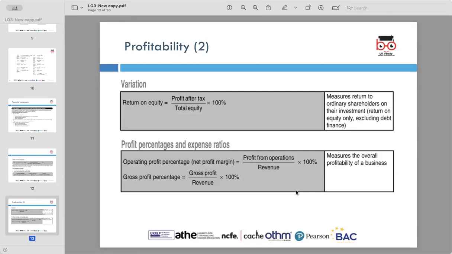Profit percentage and expenses ratios. Profit percentages such as operating profit percentage, net profit margin, and gross profit percentage provide insights into different aspects of profitability. Operating profit percentage measures the percentage of revenue that remains as operating profit after deducting operating expenses. It gives an indication of the company's efficiency in managing its costs and generating profit from its core operations.